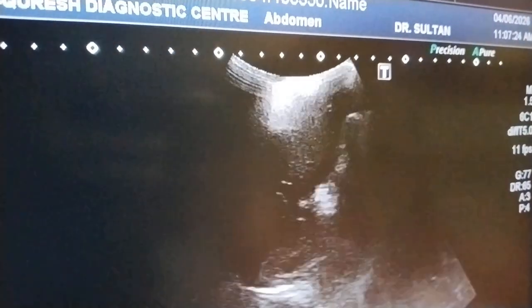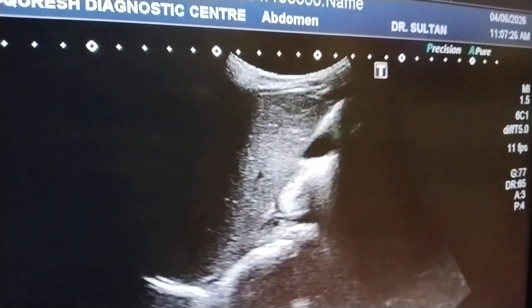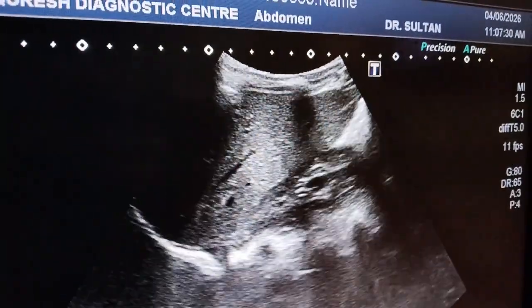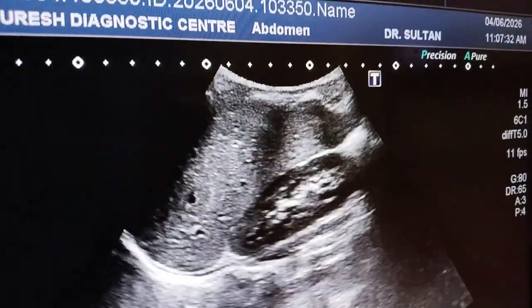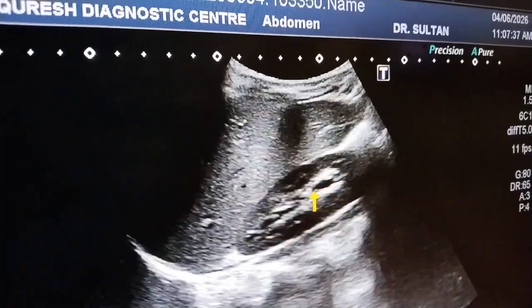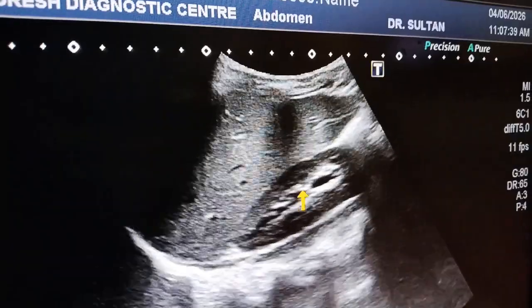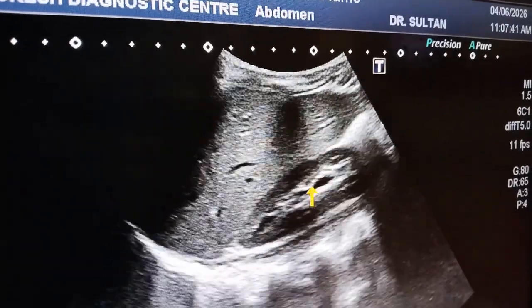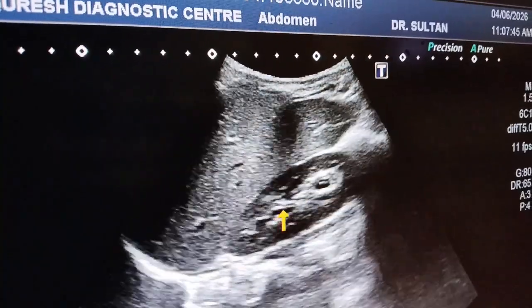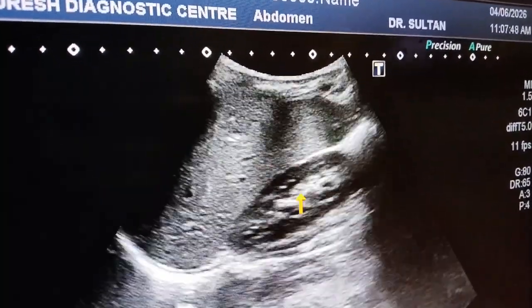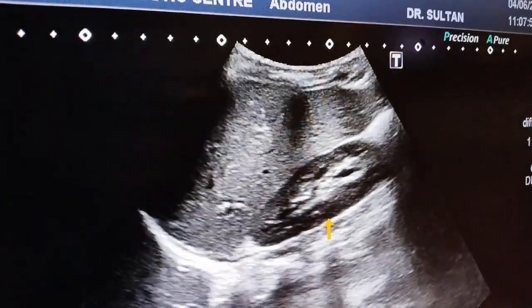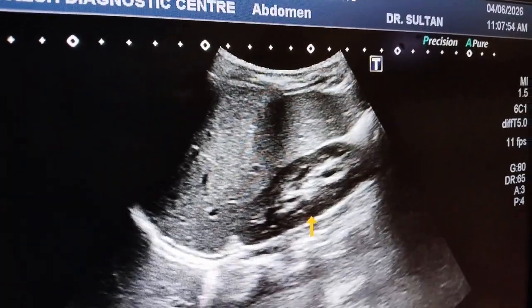Then we should evaluate the kidney on the same side. So this is the right kidney which is showing minimal hydronephrosis, because this hydronephrosis is limited to the sinus. The size in a 7-year-old patient looks normal.